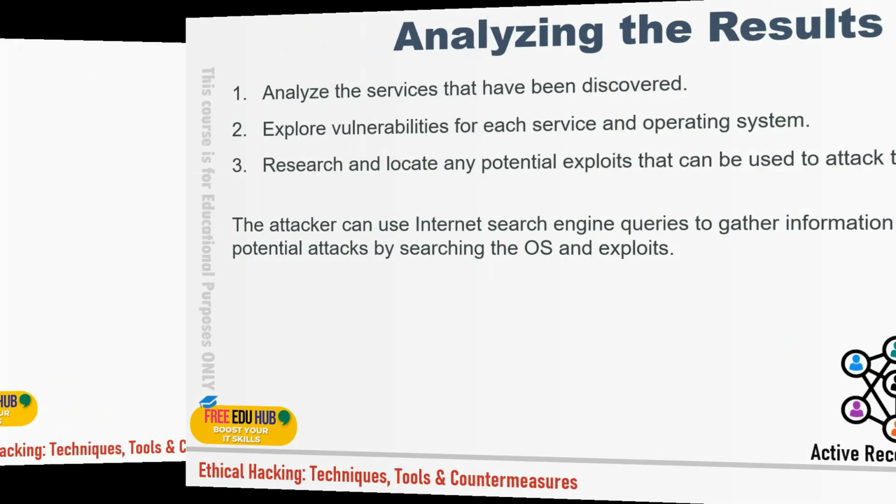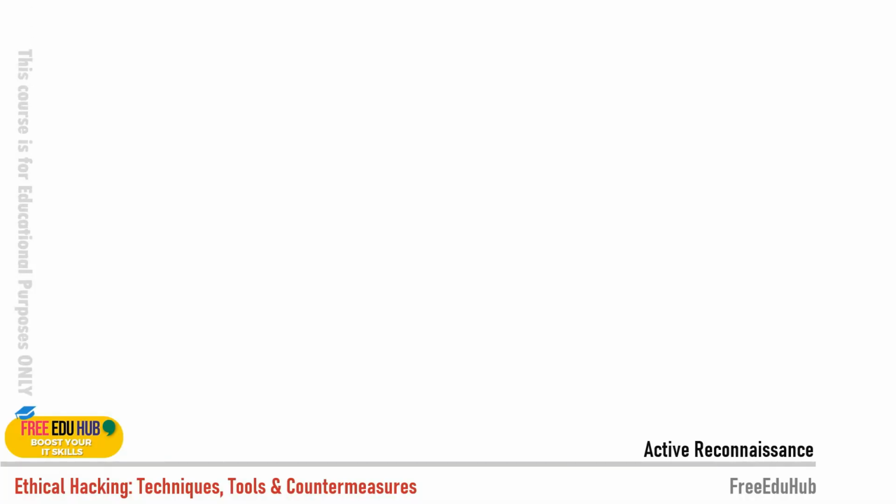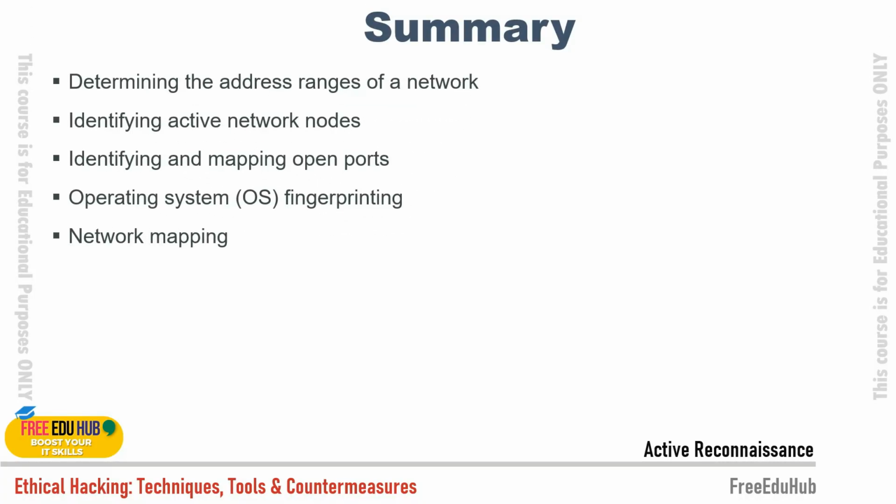So that was about active reconnaissance, the summary of it: we determined the address range, etc., for any target system using different tools. Then we identified the active network nodes, we identified the mapping tools and the ports, etc., which can be exploited. We even looked at operating system fingerprinting, which was active and passive, and then we looked at some of the network mapping tools. So that's it for today.